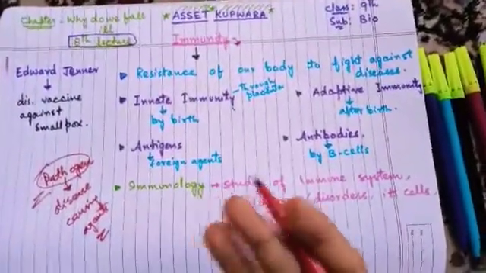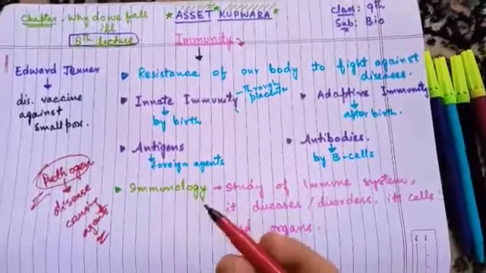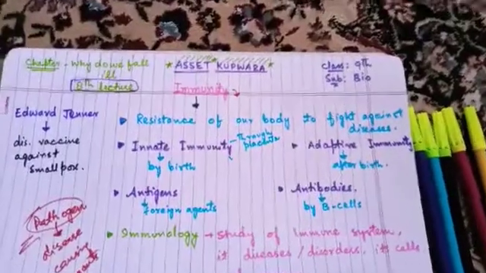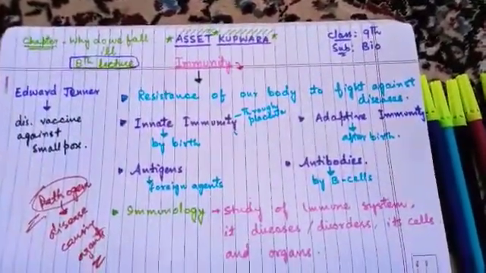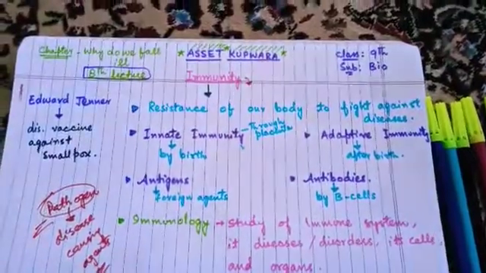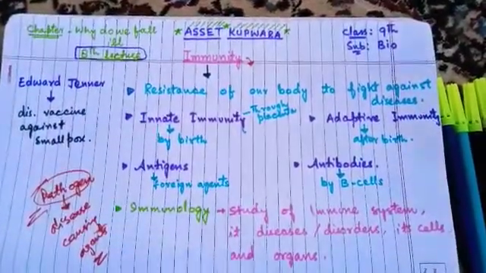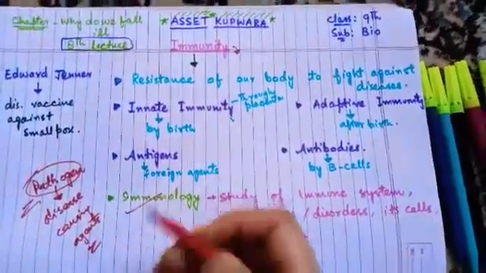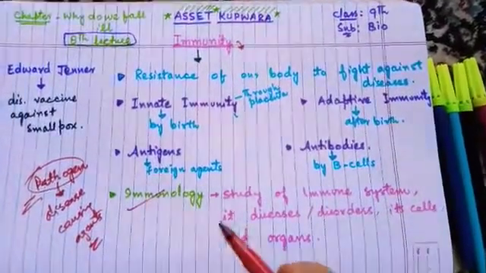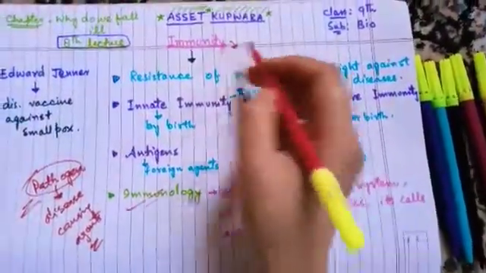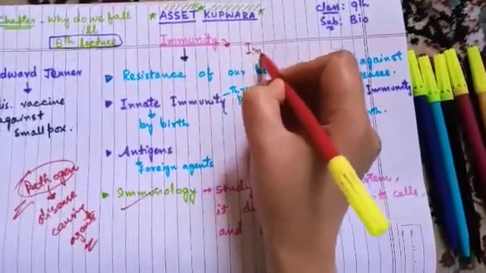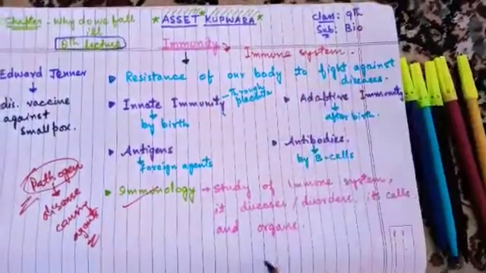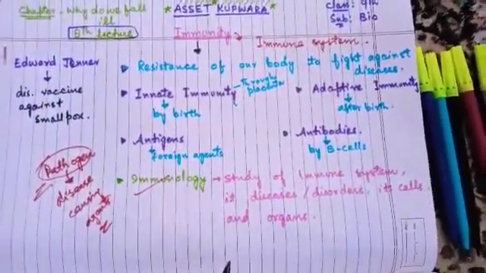and these molecules. So that tendency of our body is called immunity, and the branch of science which deals with the study of the immune system, its diseases, disorders, the cells related to the immune system, the organs related to the immune system, all that study is called immunology. Immunology is, in short, the study of the immune system. Immunity is generated always by the immune system, and it is generated against a pathogen, against a disease-causing agent.